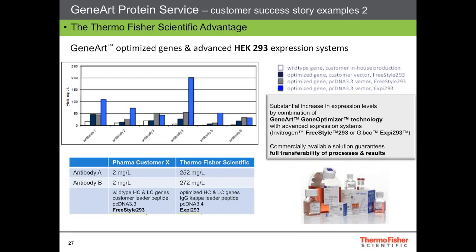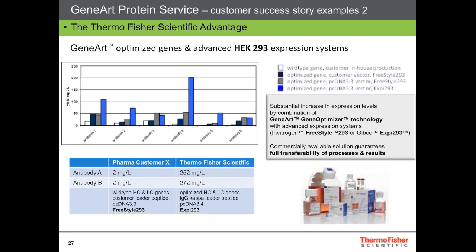Comparable story on the upper left. Again, customer came to us. He wanted to express a set of 6 different antibodies, and he provided us with his in-house production levels, which are reflected by the white bars. However, he was using, again, wild-type heavy and light chain genes, and he was using his in-house production system.